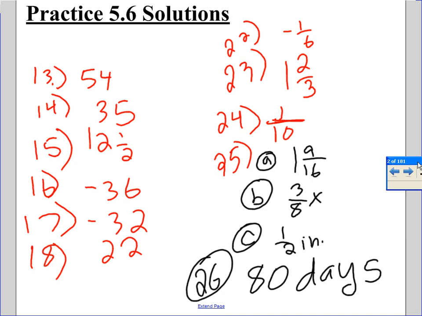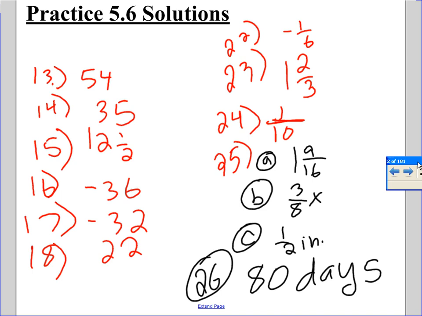25A should be 1 9/16. Anyone have that as an improper fraction, Mary? Good, 25 over 16. And that's inches squared because you're finding area. Letter B is 3/8 x.